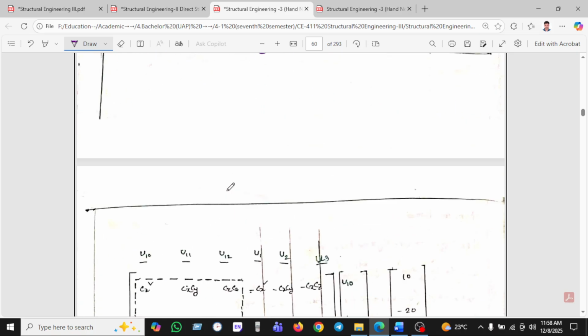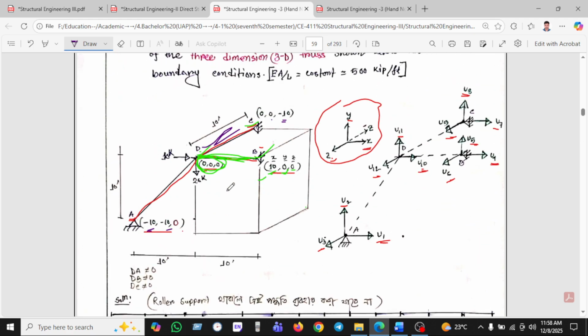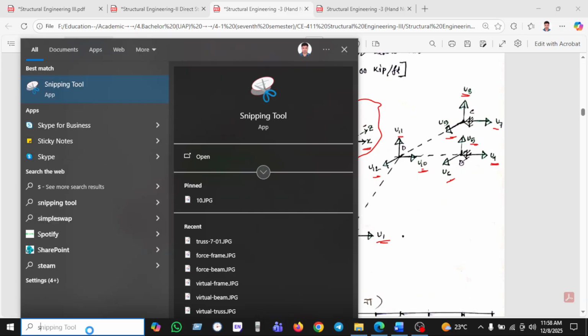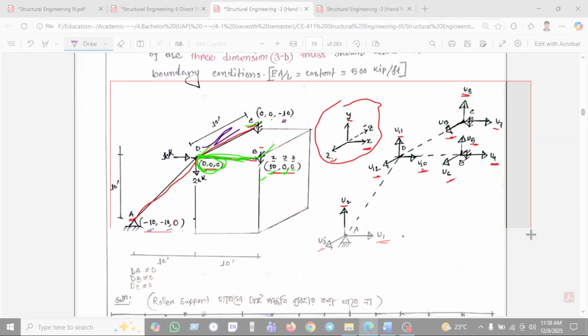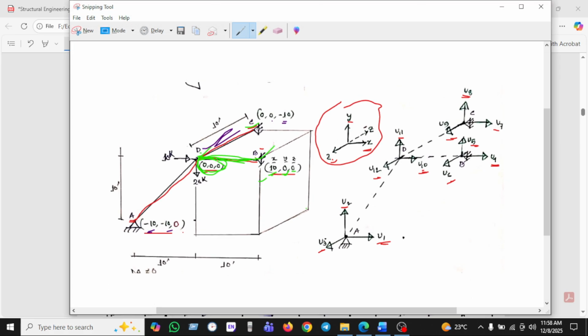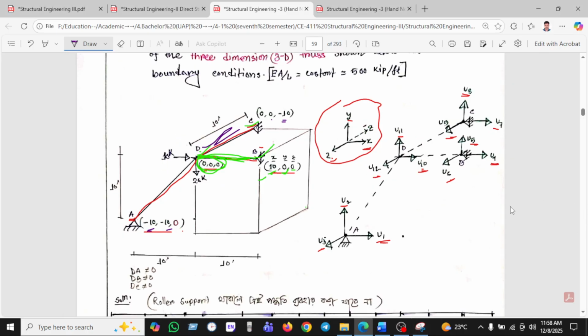After putting them here, we have shown in our diagram that the force is applied only at node D. There is a node D. That's why we are taking node D. All the other directions are not free, they are all restrained. This point, F point, B point, D point are restrained. That's why we will not take these points. We just take the point of D.